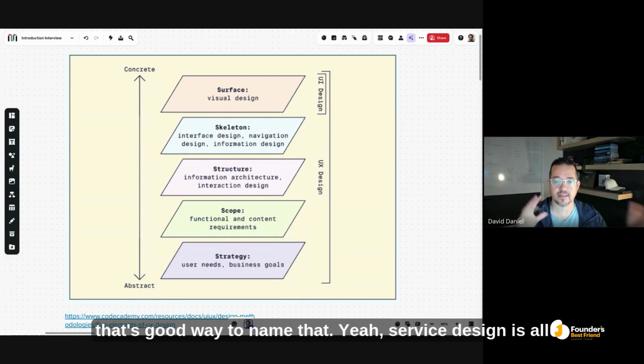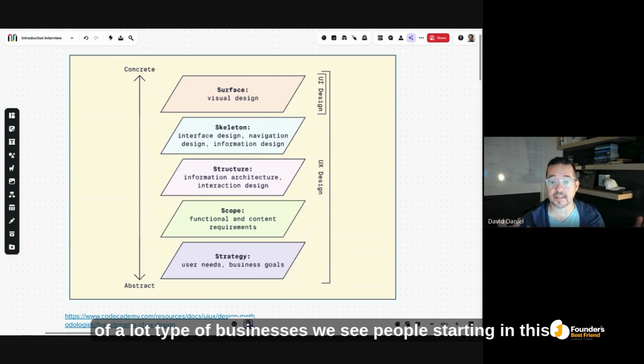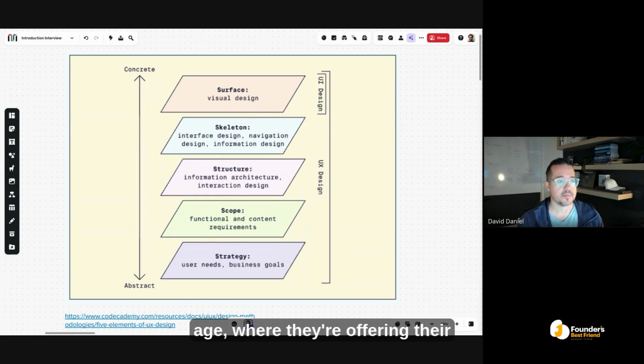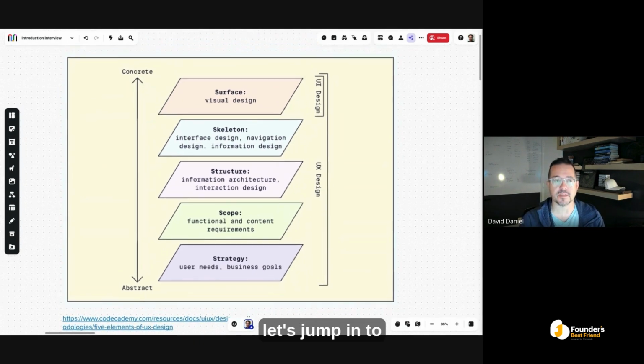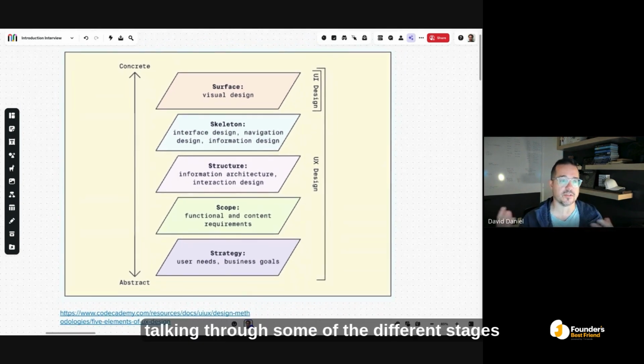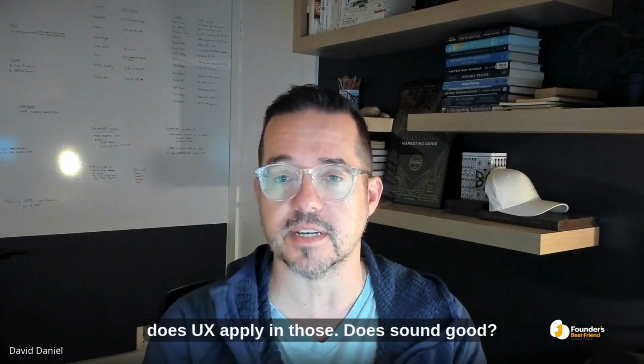Service design is all part of that UX universe, and can be really helpful to a lot of types of businesses. We see people starting in this age where they're offering their smarts and selling their expertise in those different kinds of business offerings. And so, let's jump in to talking through some of the different stages of business and how UX applies in those. That sound good?